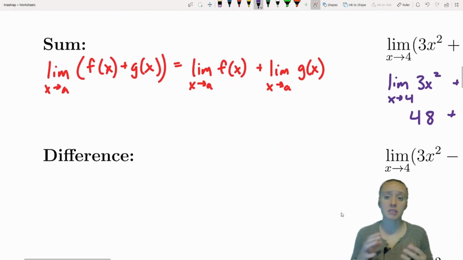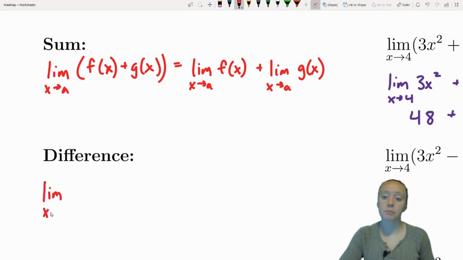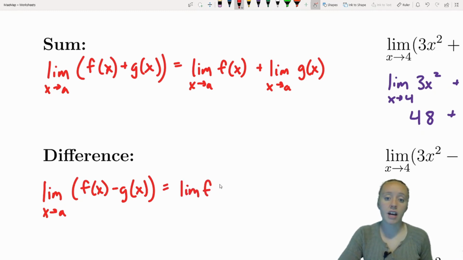Now, similar to the sum rule is the difference rule. And lots of times I like to think of subtracting as adding a negative. So this is like an extension of that sum rule. If we have a limit where I have one function and I'm subtracting the other function, I can split that limit up with subtraction in between. So I'll take my limit as x approaches a of f of x minus g of x and split that up into two limits. So I'll have the limit of f of x as x approaches a minus the limit of g of x as x approaches a.